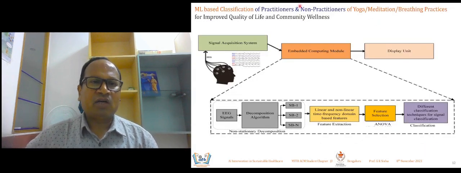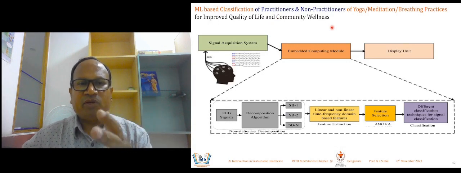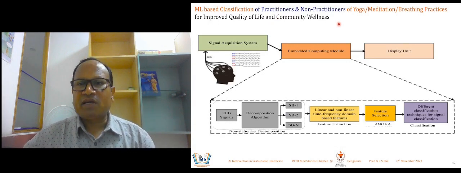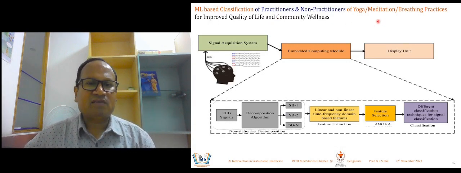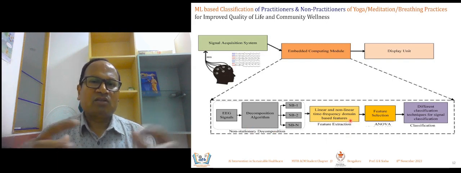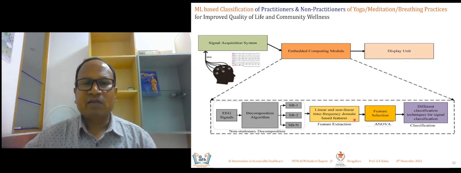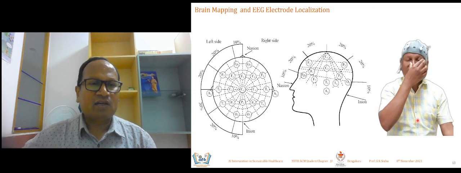And this is another work, ML based classification between practitioners and non practitioners of yoga, meditation, and breathing practices. Generally, what we do is we capture again the signal, we decompose into alpha, beta, gamma, and then we do some linear and nonlinear analysis, extract the features, and we can also use suitable features which are more meaningful for us, and then we classify. So this is the general practice.